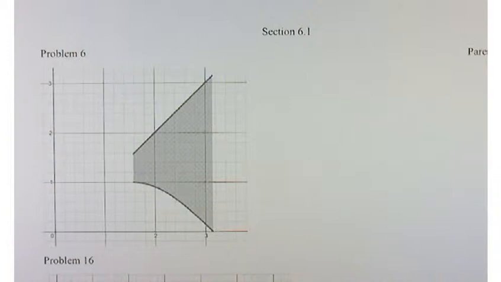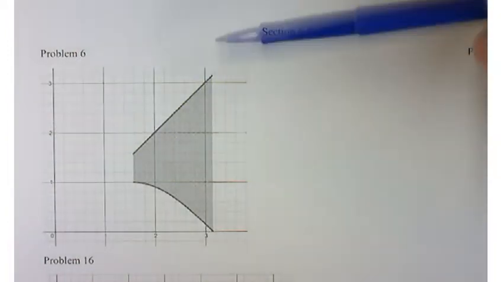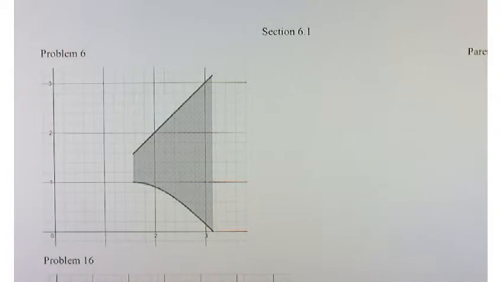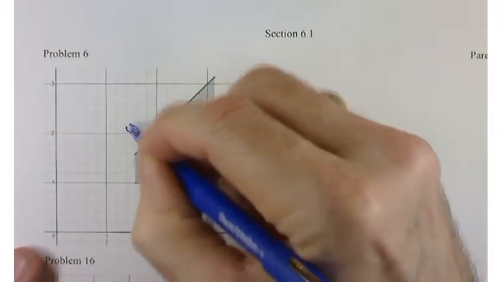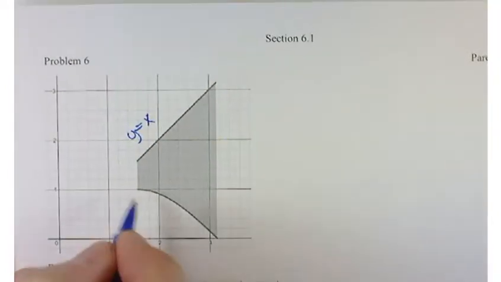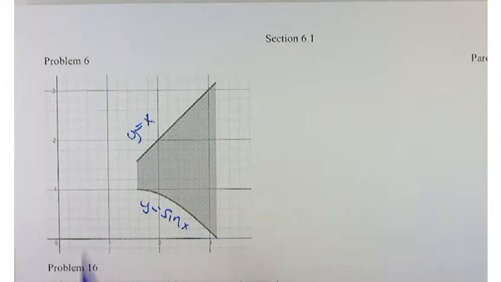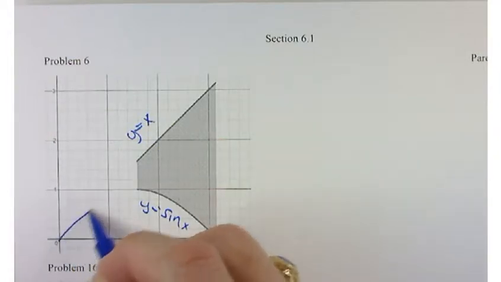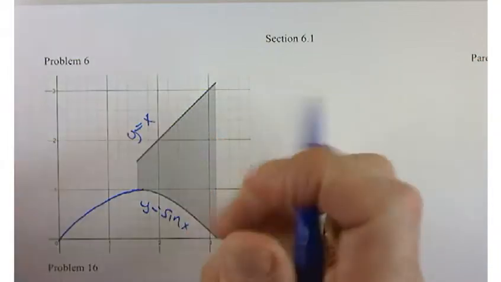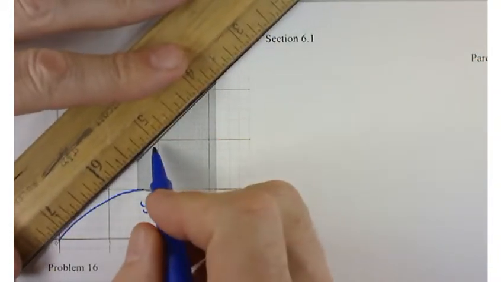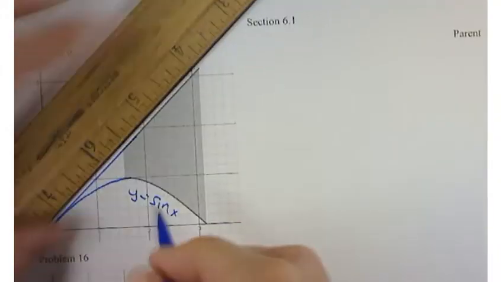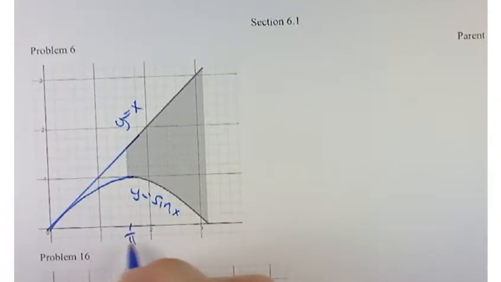Section 6.1 is going to cover the area between two curves. So in problem number 6 here, we've got the area between y equals x and y equals sine of x. And we're not doing that for the entire curve. You can see that sine would continue here and that y equals x would continue like this. But we're actually limiting it between, say, pi over 2 and pi. So we want to find this area.